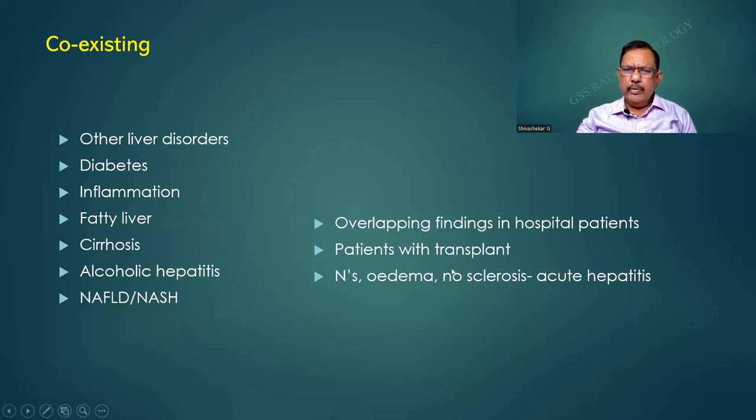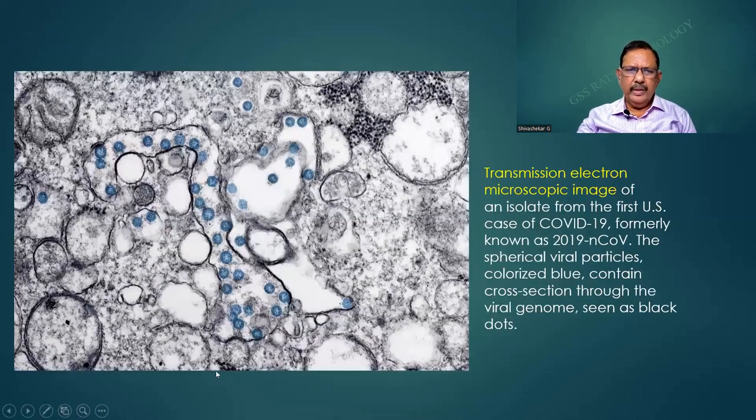Patients with a transplant have their own curse. There can be neutrophils, edema, sclerosis need not be present, and a picture of acute hepatitis is constantly seen. Again, a transmission electron microscopic picture in which you find that within the cells there can be the viral inclusions. So he says that the blue colored ones are the viral particles in which you will be able to see the black granules.